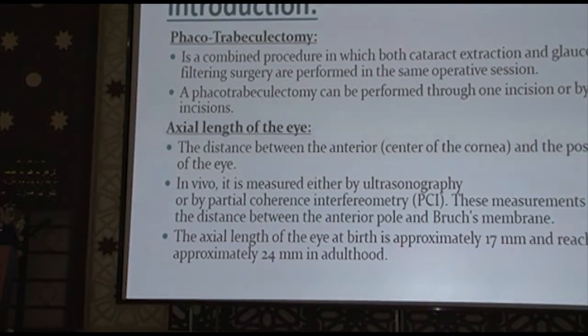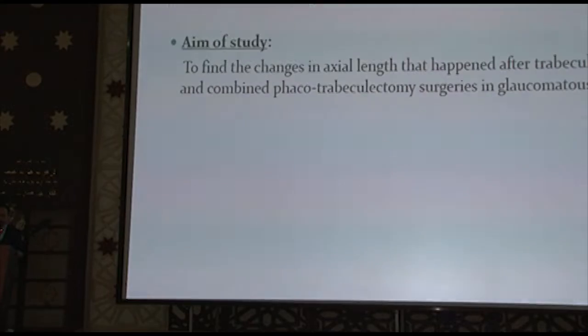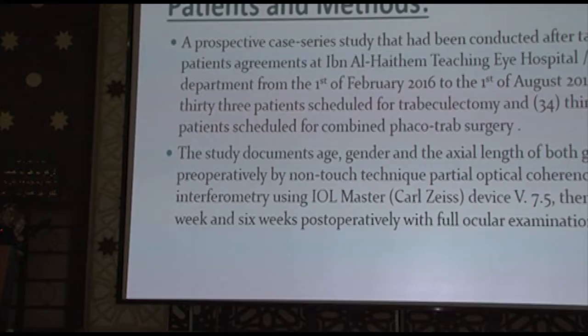Axial length of the eye is the distance between the anterior center of the cornea and the posterior pole of the eye. In vivo, it is measured either by ultrasonography or by partial coherence interferometry, and represents the distance between the anterior pole and the retinal membrane. The axial length of the eye at birth is approximately 17 millimeters and reaches approximately 24 millimeters in adulthood. The aim of the study is to find if there is any change in the axial length that may happen after trabeculotomy and combined phacotrabeculotomy surgeries in glaucomatous patients.